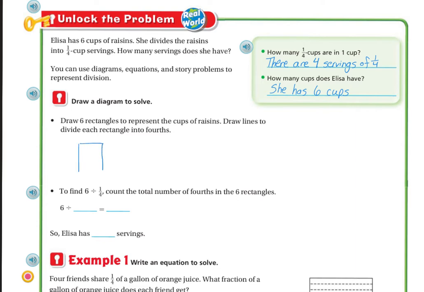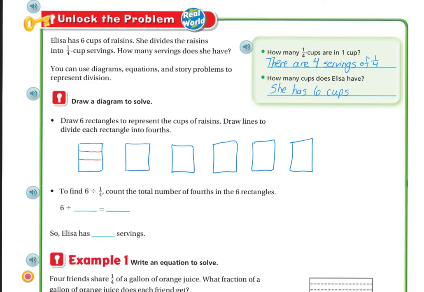Okay, so that's 1, 2, 3, 4, 5, 6. So those are my 6 cups, 6 rectangles representing 6 cups. Now we're going to draw lines to divide each rectangle into fourths. Because remember, she's dividing all of this into 1/4 cup servings. So I'm going to divide each one of these into 4.